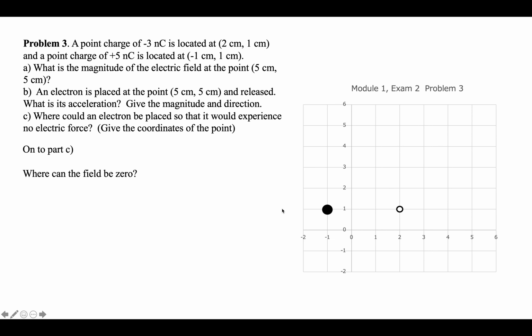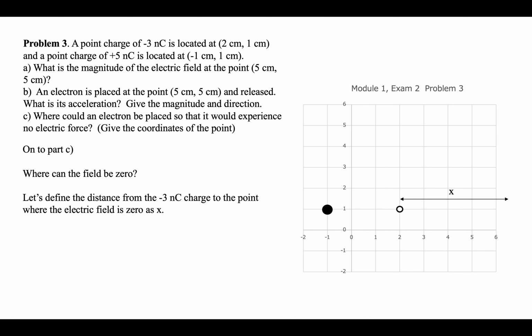It can't be zero over here because the positive charge is bigger and closer. It's always going to win that tug of war. It can only be zero somewhere over here. This is a smaller charge, but it's closer. So let's define the distance from this charge in the horizontal direction as x. And let's put it on the diagram.